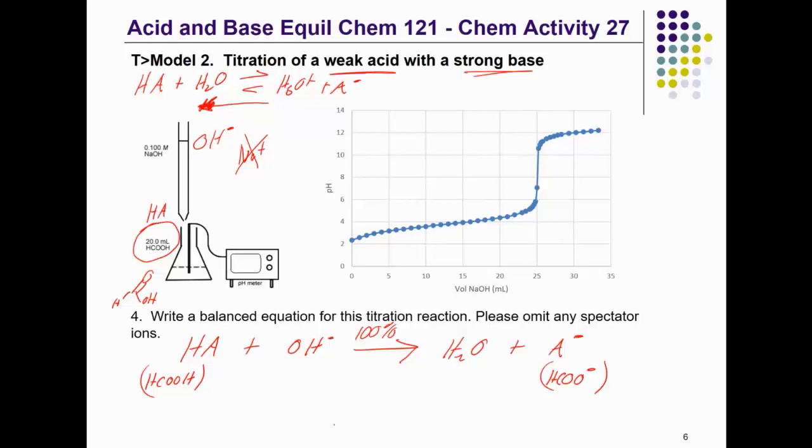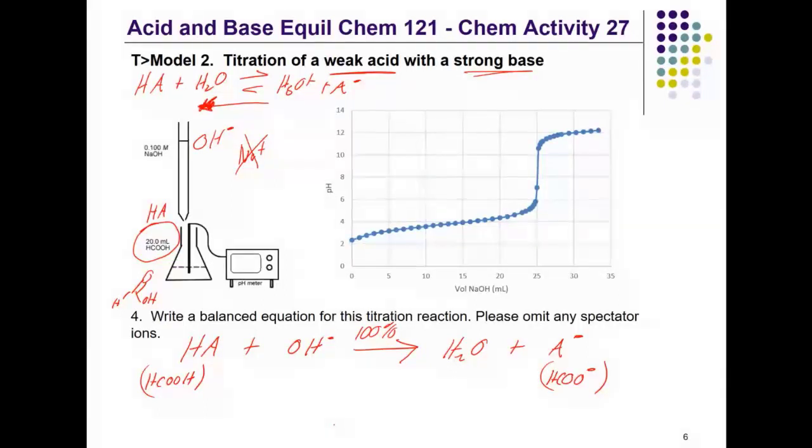If we contrast this to the strong acid, strong base titration, you may remember that this was water, and then we would have had sodium ions and chloride ions, but we would have omitted them. They're spectator ions. You can't omit this. This is not a spectator ion. So now when we label our graph, the questions are found on the next page. Key question 4, write a balanced equation for this reaction. Please omit any spectator ions.